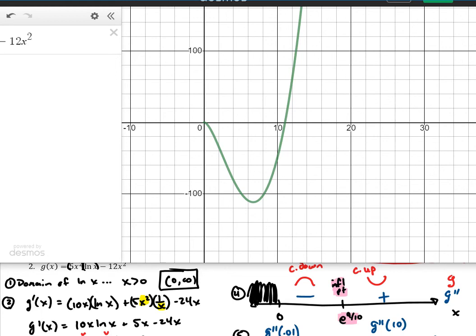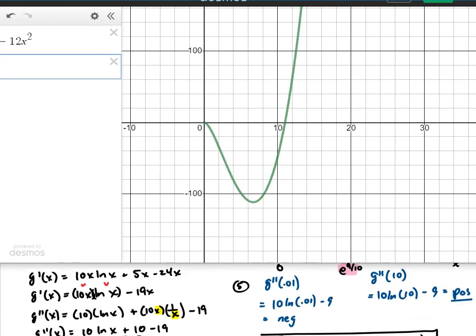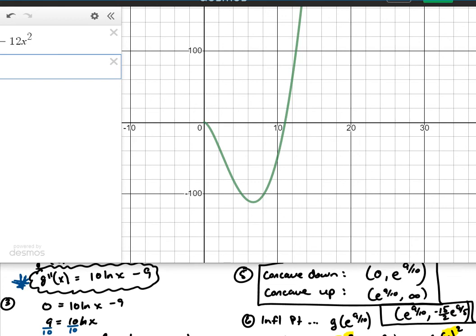It says it's concave down from 0 to e to the 9/10. So that doesn't go very far. It does look like it starts off concave down, and then somewhere around here, it changes concavity to concave up. Where it changes is at the inflection point. Let's go ahead and plug that inflection point in. So it's e to the 9/10.